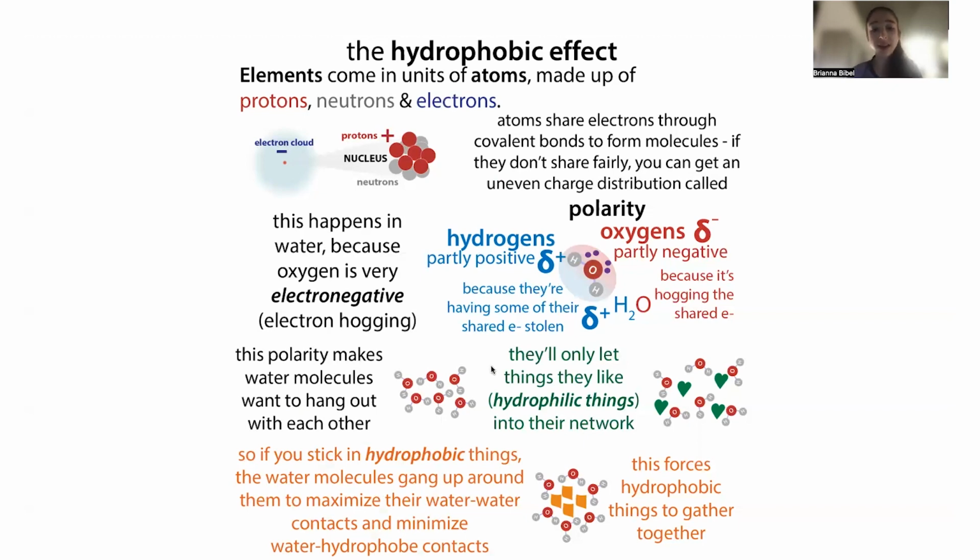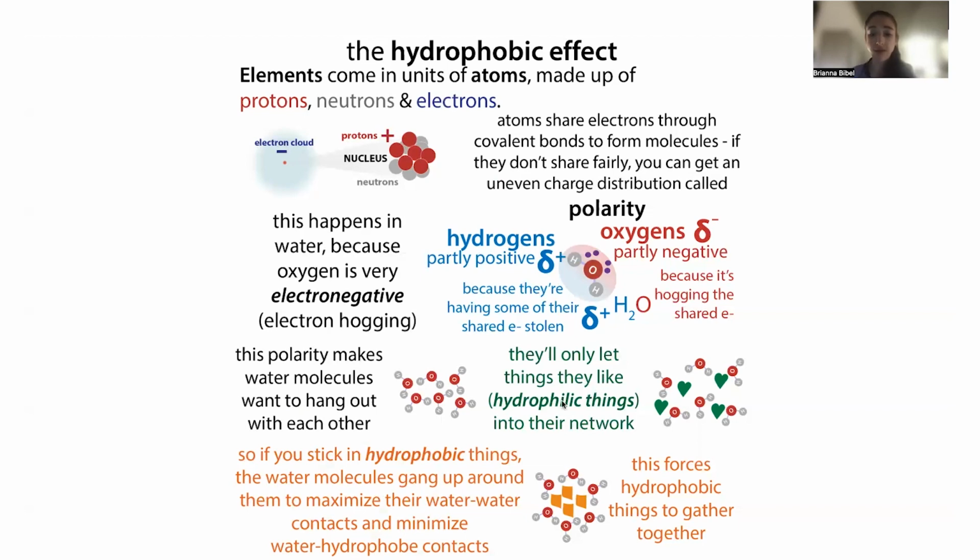They will let things into their network, but those things have to offer them something better than another water molecule. They have to offer some other partial charge or even a full charge. So something that's ionic, something that's charged, or something that's polar, something that has this partial separation of charge, is going to be what we call hydrophilic. It's liked by water, it's loved by water, it loves water.